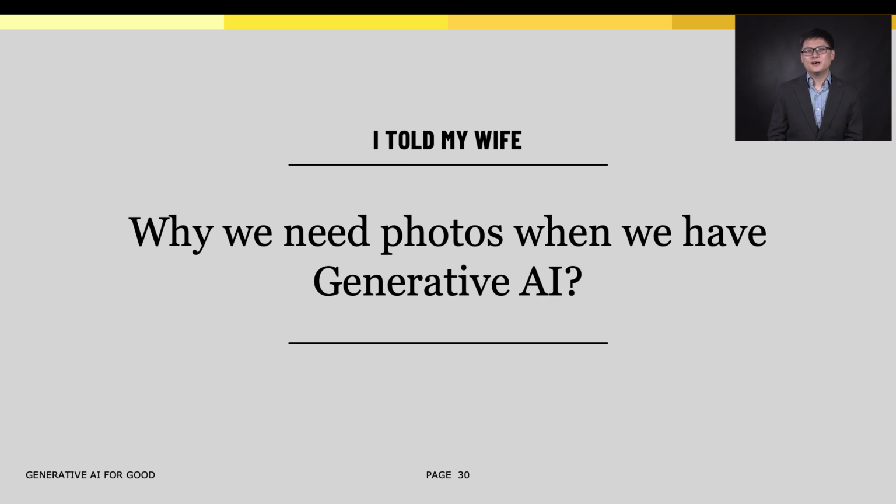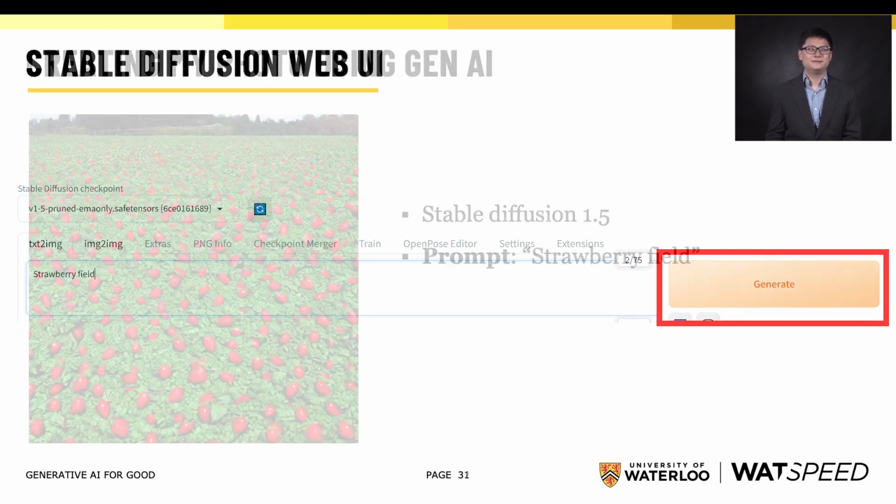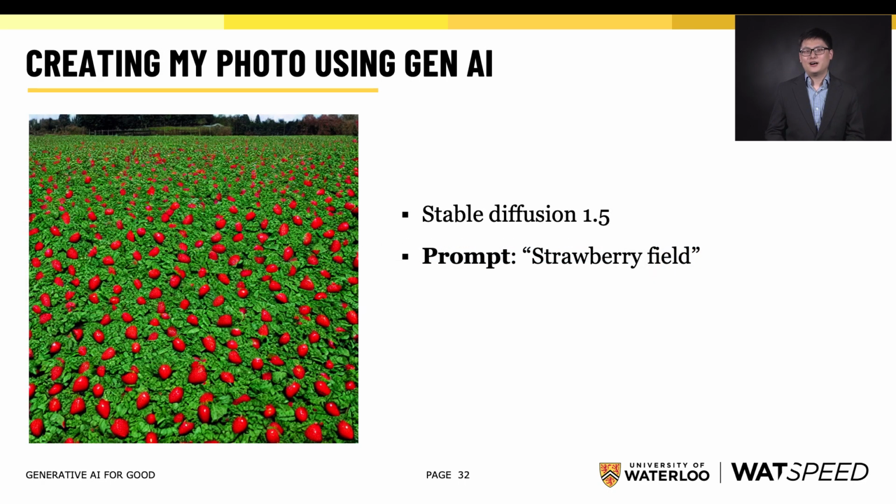After we went home, I told my wife, why do we need photos when we have generative AI? So I went ahead and opened up this generative AI software. You can find this online by Googling Stable Diffusion Web UI. I opened this software, input strawberry field and hit the generate button. Here's what I got, a field full of strawberries and some greens.